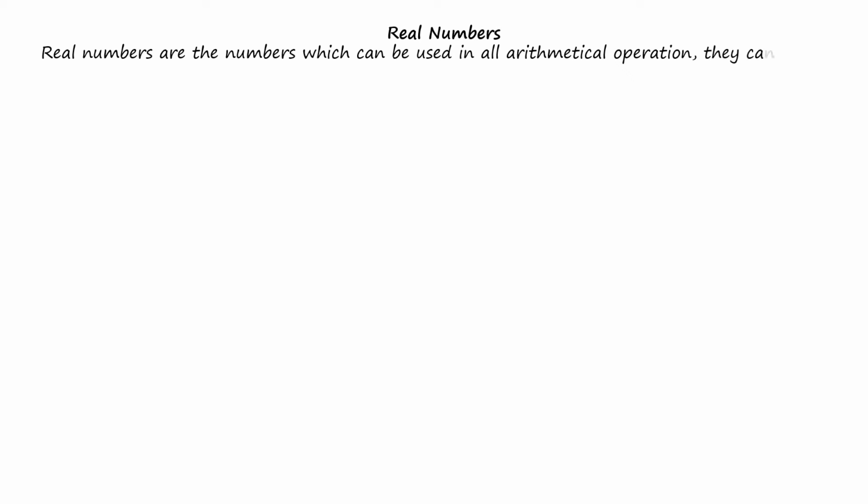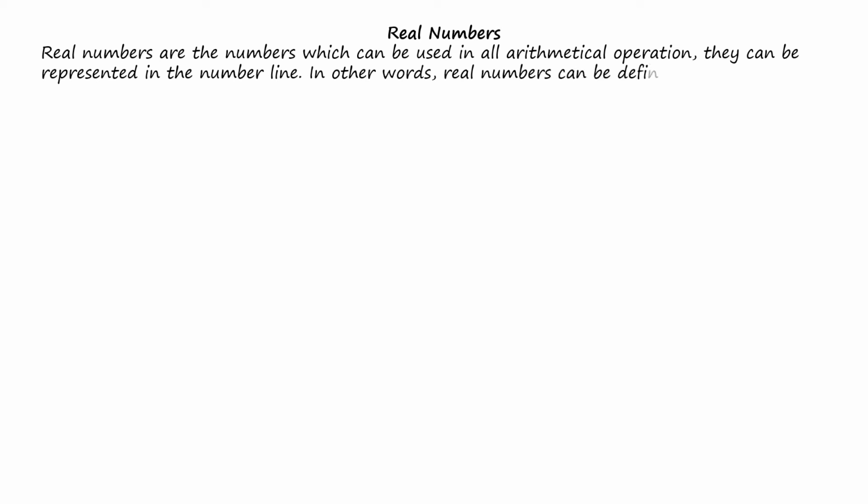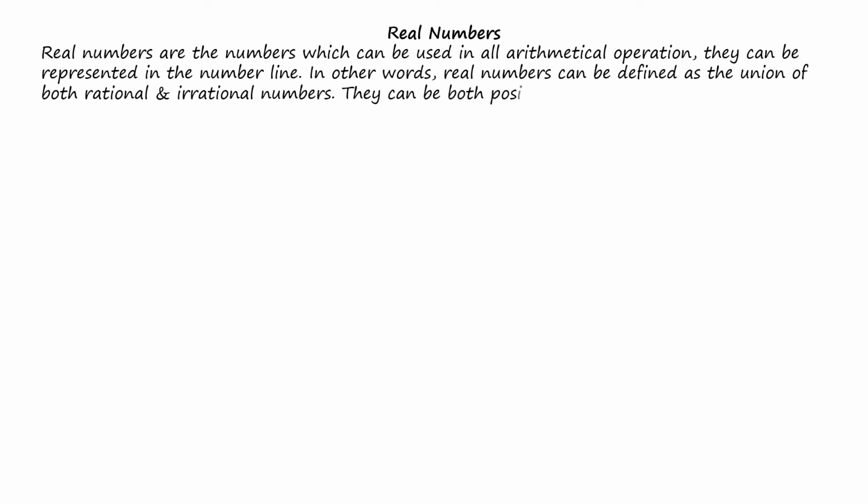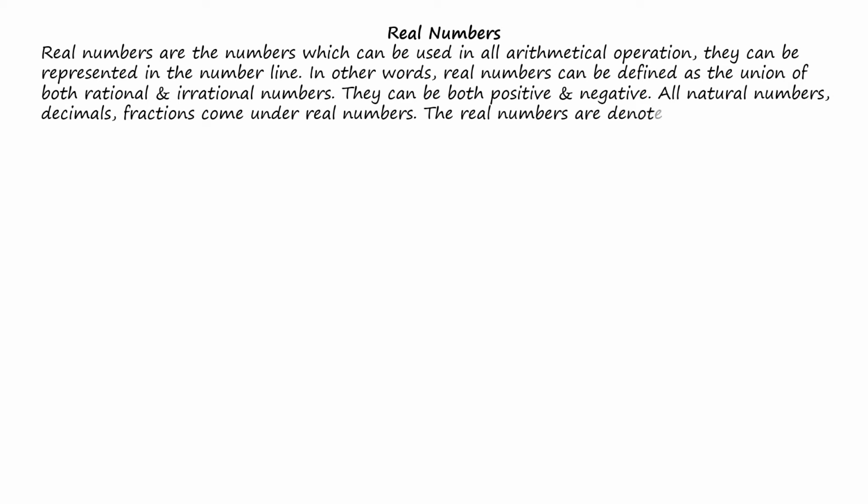Today we'll discuss real numbers. What are real numbers? Real numbers are the numbers which can be used in all arithmetical operations. They can be represented on the number line. In other words, real numbers can be defined as the union of both rational and irrational numbers.